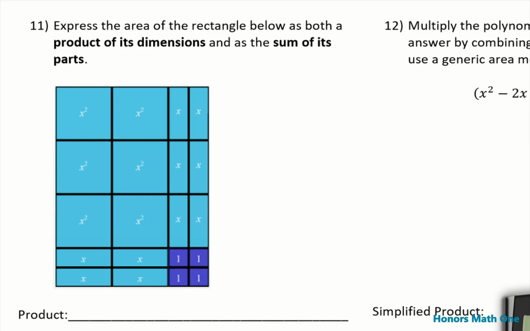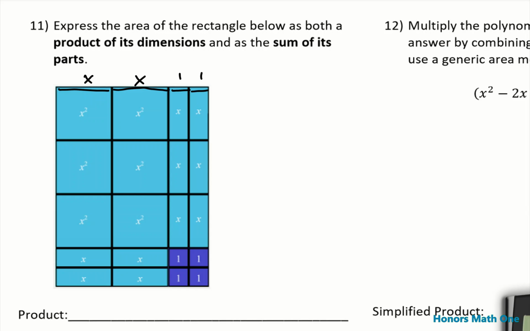So the first thing is it says express the area of the rectangle below as both a product of its dimensions. So a rectangle has a length, a rectangle has a width, and we're just going to show length times width. That is one way to express the area. Now, if I look at this, I'll call this the width along the top here. This tile is exactly x units long. This is x units long. This is a single unit, and this is a single unit.